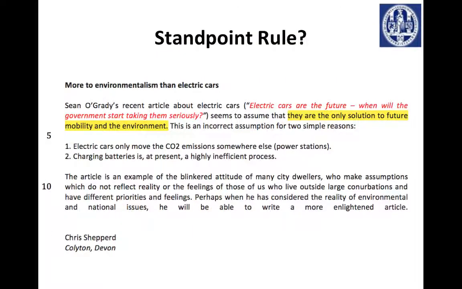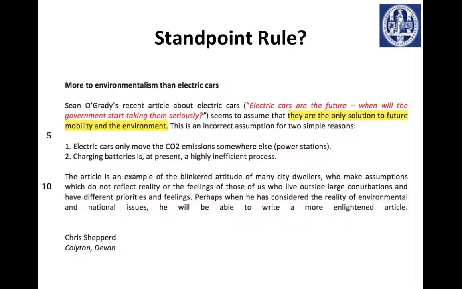But then there was a letter to the editor reacting to this article by O'Grady. And this person, Chris Shepherd, sent in this letter and said, and just read with me, "Sean O'Grady's recent article about electric cars seems to assume that they, the electric cars, are the only solution to future mobility and the environment." Well, in fact, if you read through the entire text by O'Grady, you can see that nowhere does he say that it is the only solution to future mobility and the environment.